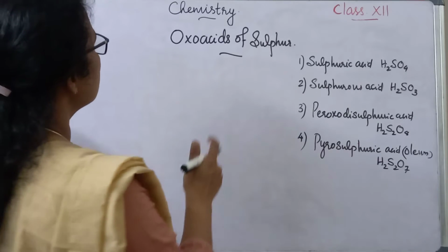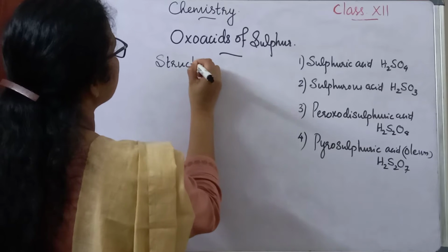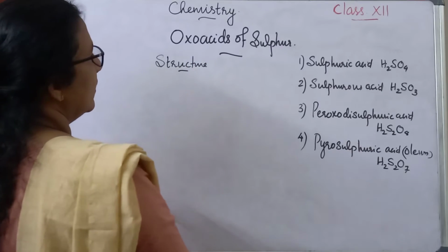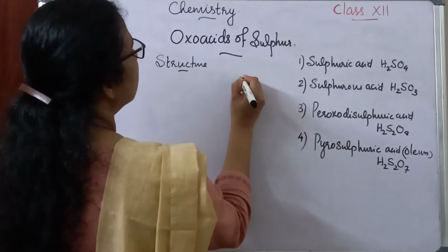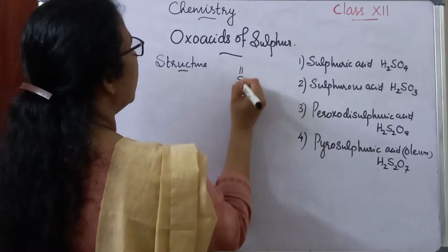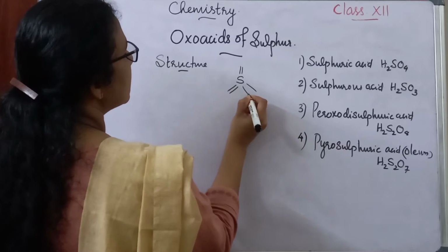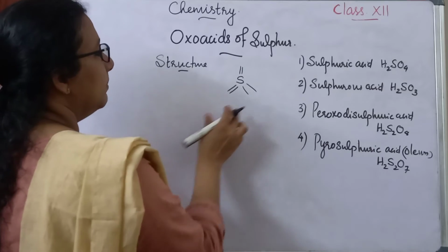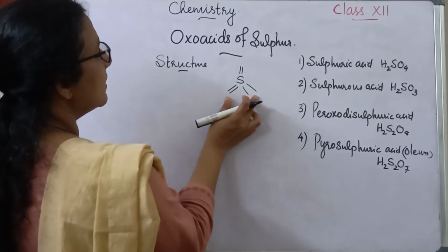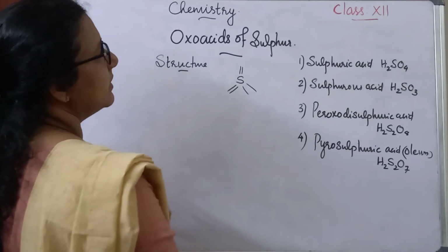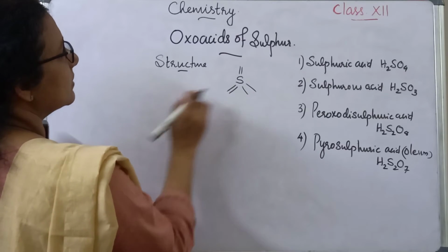So let us see the structure of these oxoacids. Structure. So before drawing the structure, we have to learn the skeletal structure of sulphur. The skeletal structure of sulphur is just like this, and maybe in the form of a tetrahedral fashion. So by knowing this skeletal structure, we can easily draw all the structures of these oxoacids. So this is the skeletal structure of sulphur.